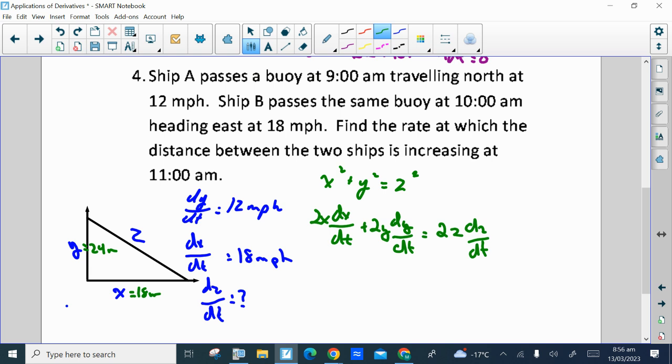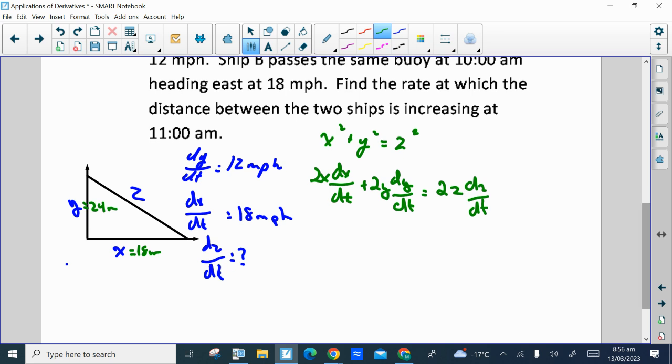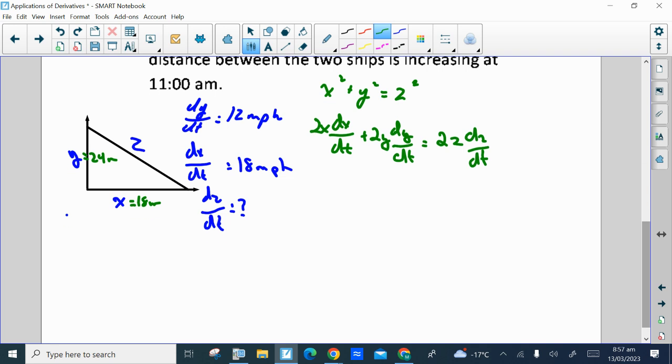And now because we have x and y, we can find out what z is, which will be the actual distance between the two ships, but that's not what we're trying to find. We're trying to find the rate at which z is changing with respect to time. But to get that, we have to find out what z is. And again, we can do that using the Pythagorean theorem. x squared plus y squared will equal z squared.